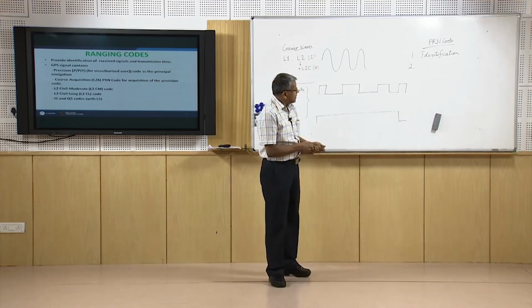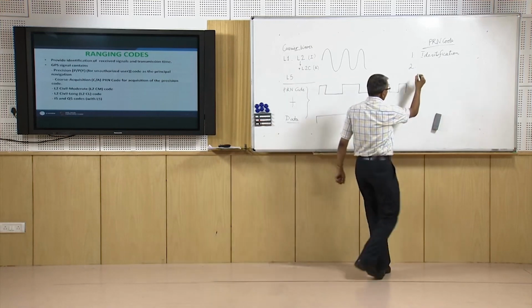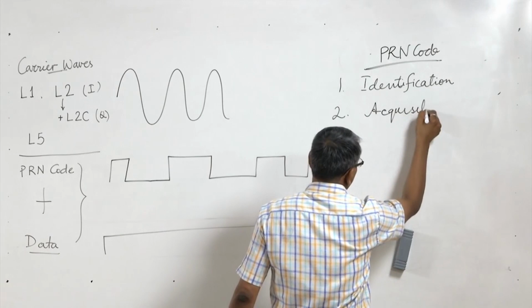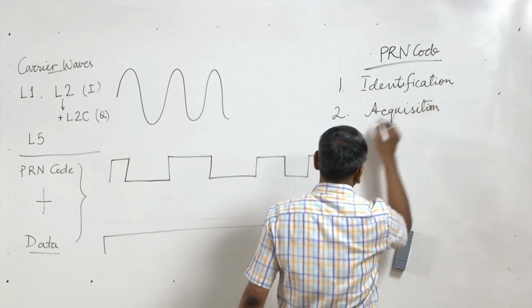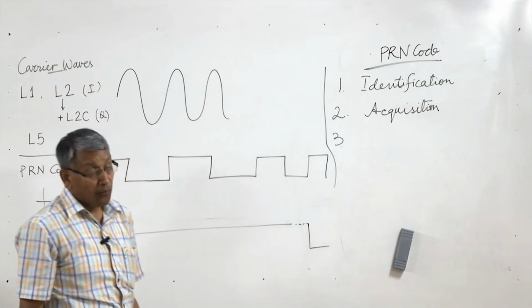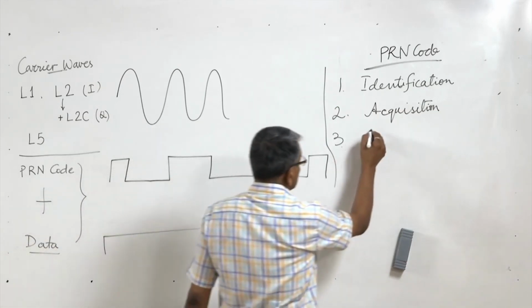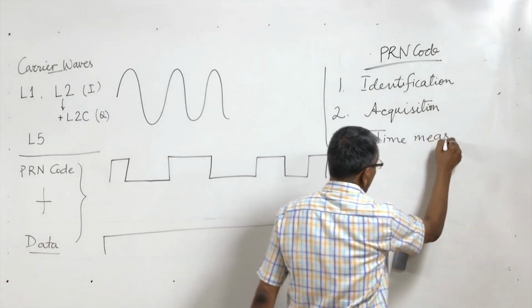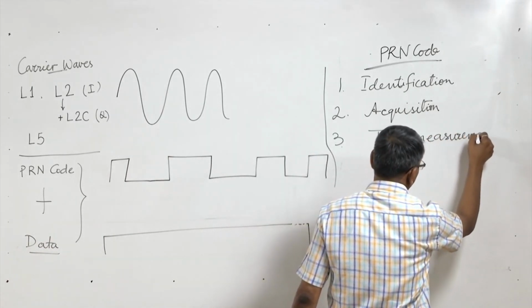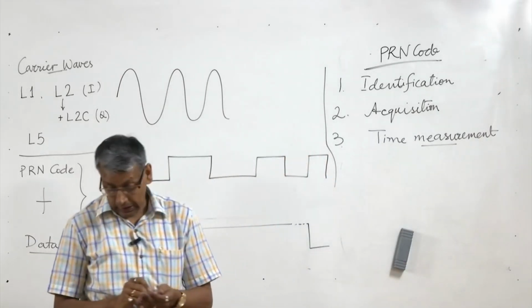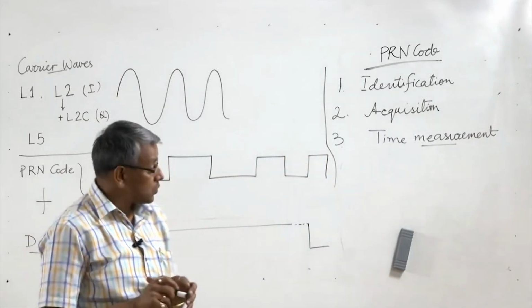Further, number 3, the PRN code provides the time measurement. So these are the 3 important works that the pseudo-random noise code provides to the user.